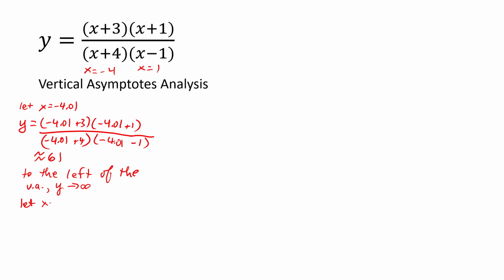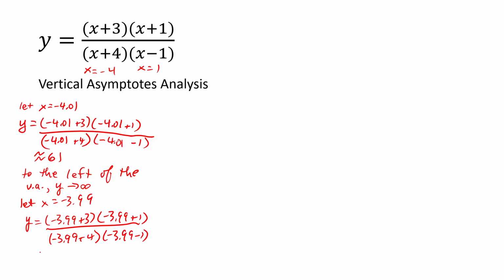Now, let's let x equal -3.99. If we do that, y will be (-3.99 + 3)(-3.99 + 1). Obviously, on a test, you don't have to show all these steps, but just so you see what I'm doing, I figured I'd show them. And what we end up with here is a number of approximately -59. So that means that to the right of the vertical asymptote, y is going to be heading to -infinity.